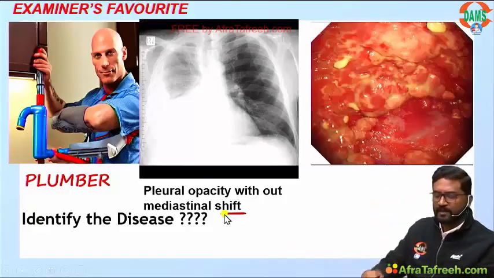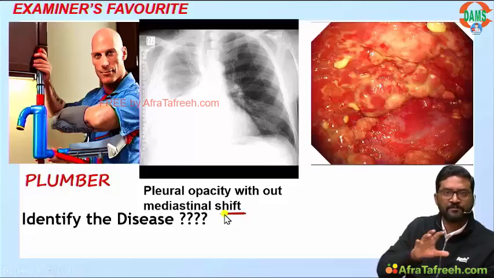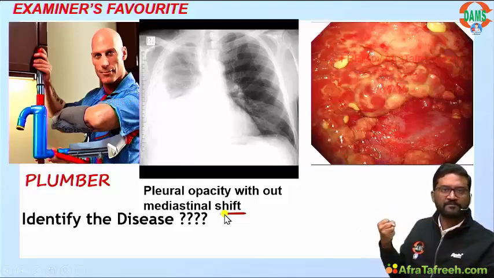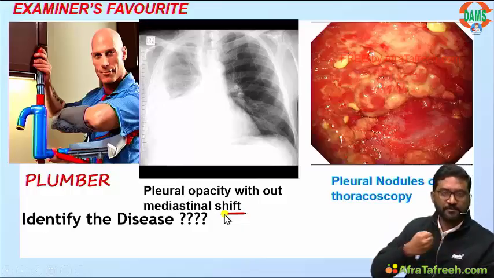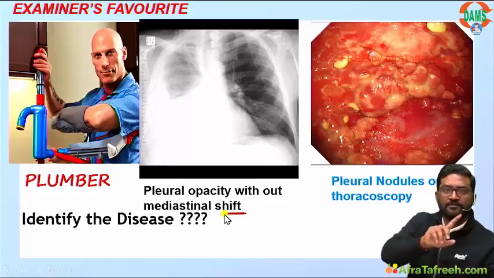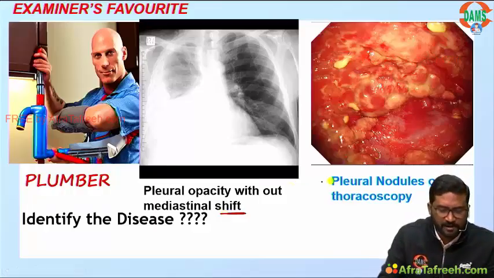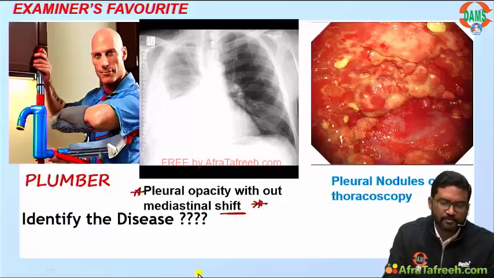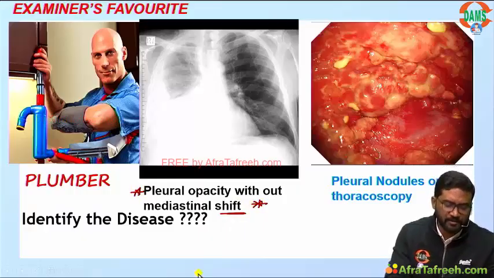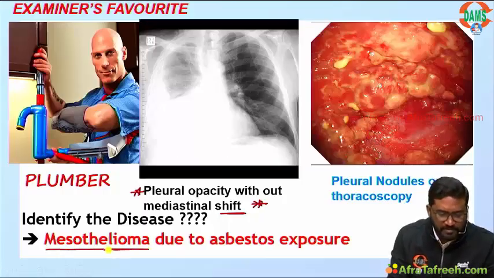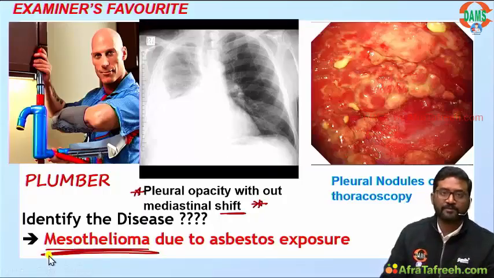The reason is, especially in asbestosis, when there is a mesothelioma, mesothelioma is a pleural tumor. Already in that lung there is fibrosis. Fibrosis pulls. The tumor will push. So both can cancel each other. So the mediastinum will not be shifted. This is very important. Pleural opacity without mediastinal shift, this combination can be mesothelioma. Mesothelioma due to asbestos exposure.